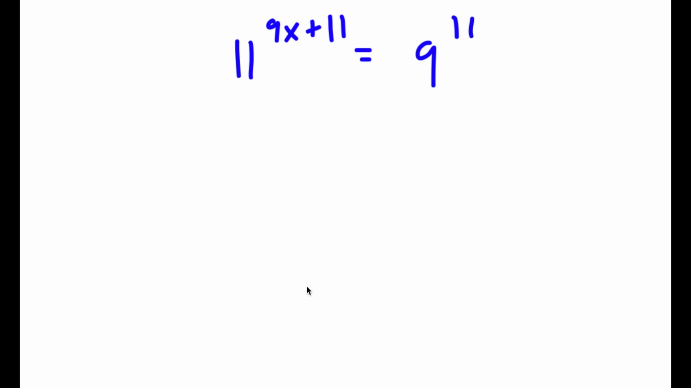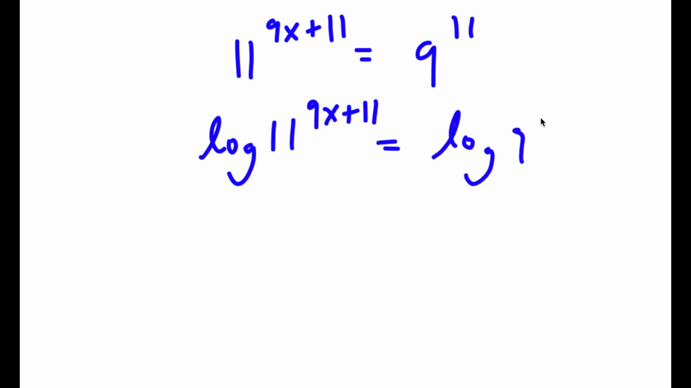Alright, so in this problem, I have 11 to the power of 9x plus 11 is equal to 9 to the power of 11. So to solve this problem, I'm going to first start by taking the log on both sides. So I have log 11 to the power of 9x plus 11 is equal to log 9 to the power of 11.